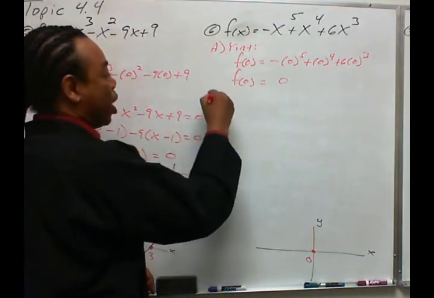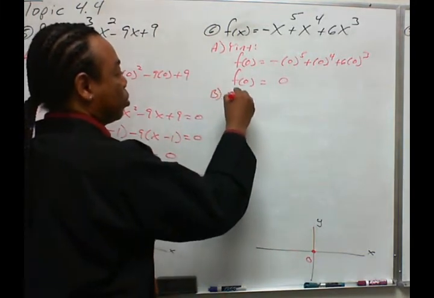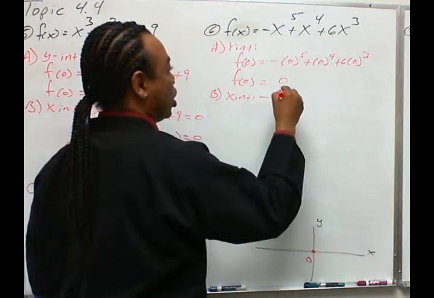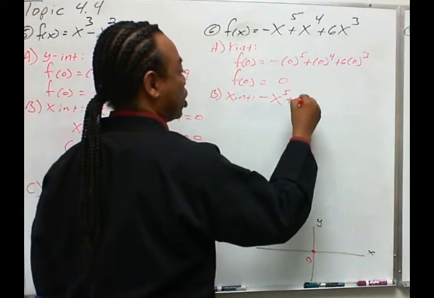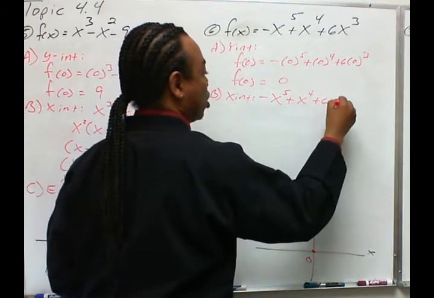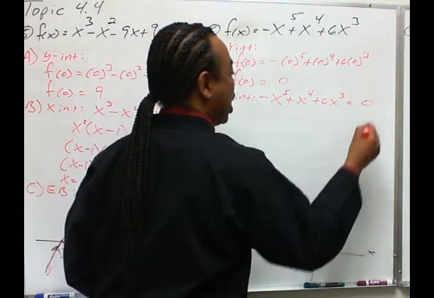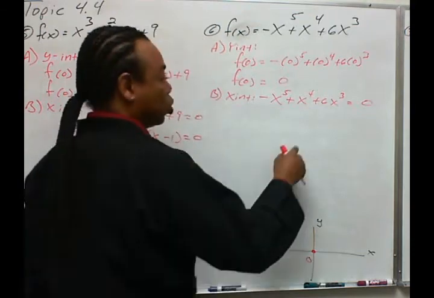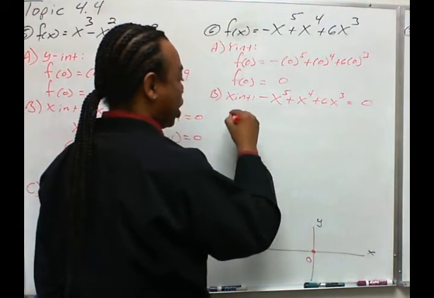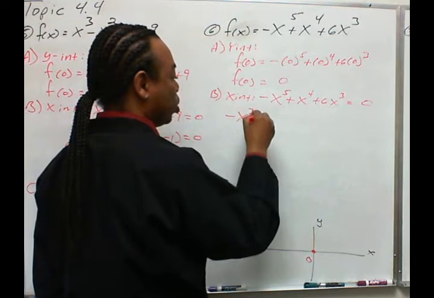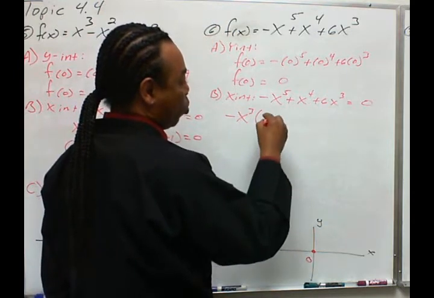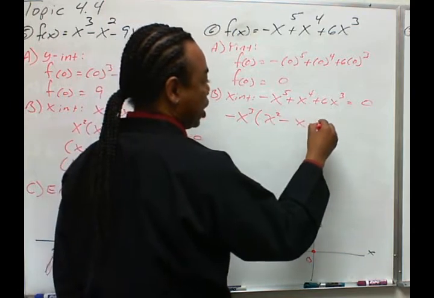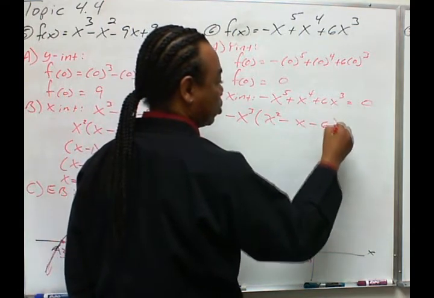Okay, next we find the x-intercepts by setting the equation equal to 0 and then solving for x, and we're going to use factoring. So the greatest common factor would be a negative x cubed, and what will remain would be a positive x squared, a negative x, and a negative 6.